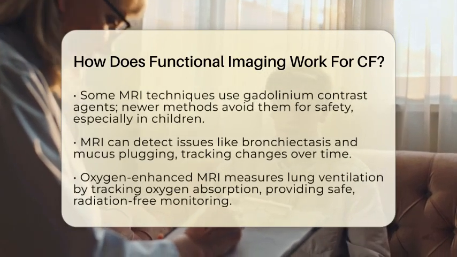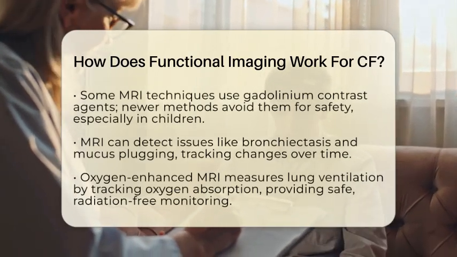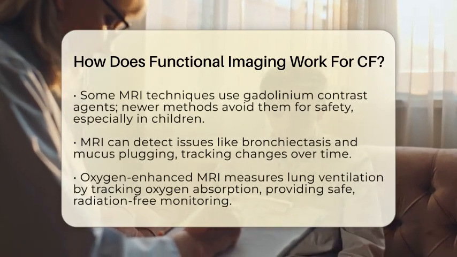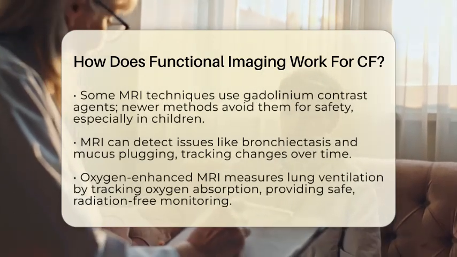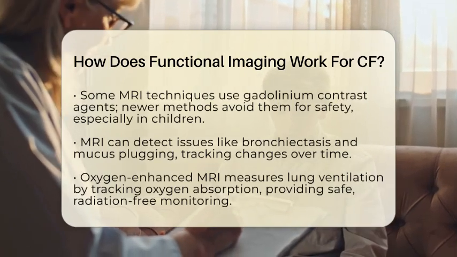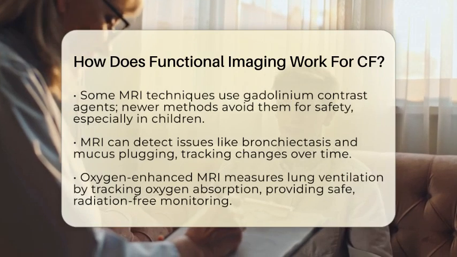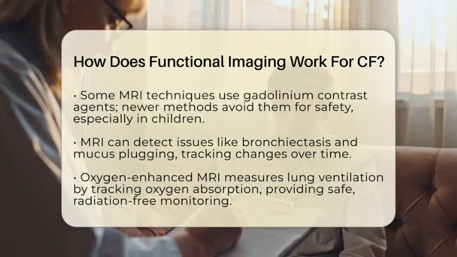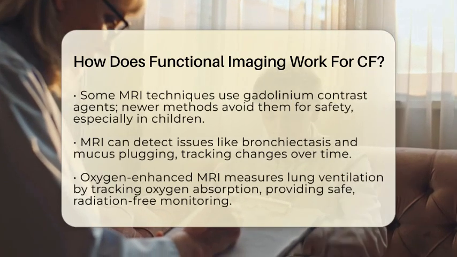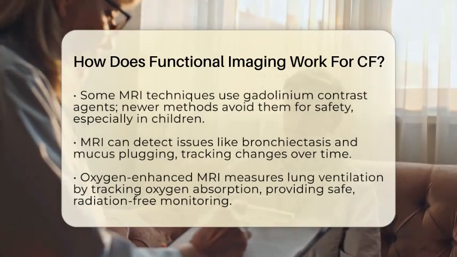These MRI scans can detect issues like bronchiectasis, which is when airways become abnormally widened, or mucus plugging that blocks airflow. They are sensitive enough to track changes from early childhood through adulthood, helping doctors see how the disease evolves, whether during an infection flare-up or in response to medications like antibiotics or CFTR modulators.